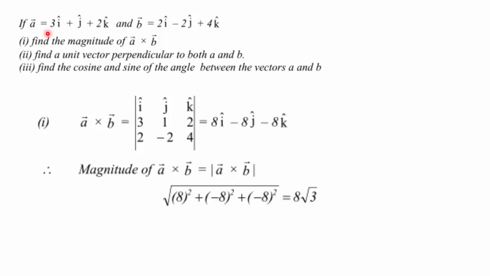ধরা যাক দুটো ভেক্টর দেওয়া হয়েছে a আর b, তোমাকে প্রথমে বললো you have to find out the magnitude of a cross b. তাহলে আমরা a cross b, we will follow the determinant rule to calculate the value of a cross b. I will get 8j minus 8k. To calculate the magnitude, a cross b এই ভেক্টরটা যেটা পেলাম, সেটাকে ম্যাগনিটিউড নিলে I get 8√3. এবার বলেছে find out the unit vector perpendicular to both a and b.